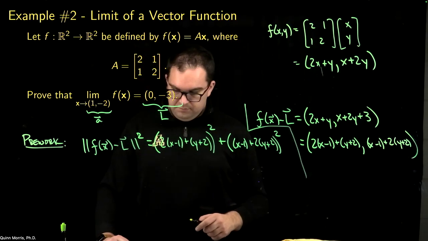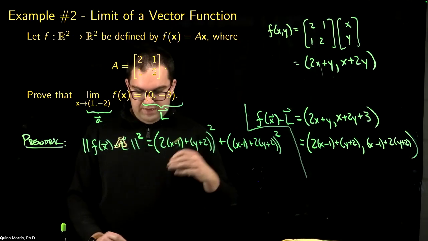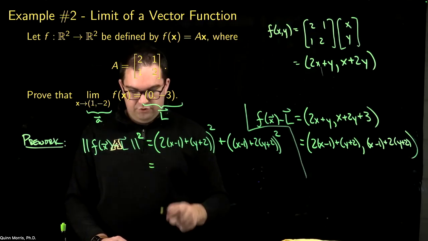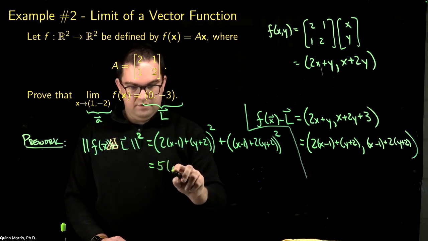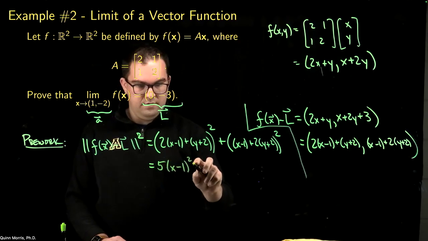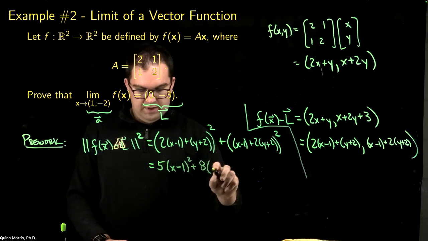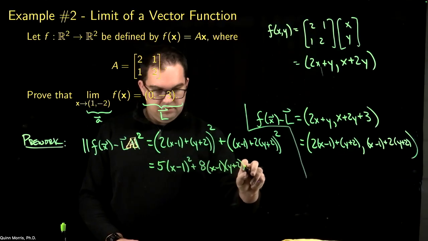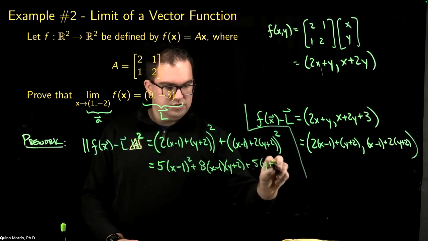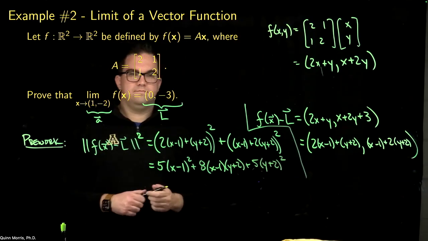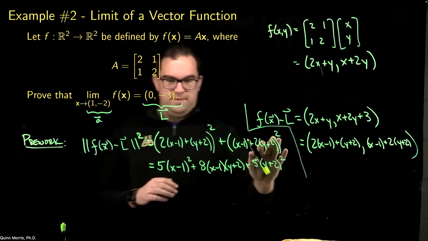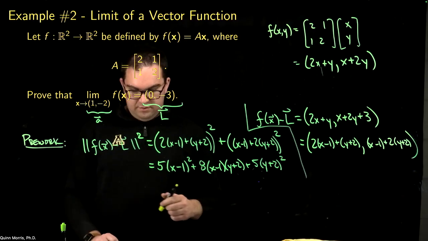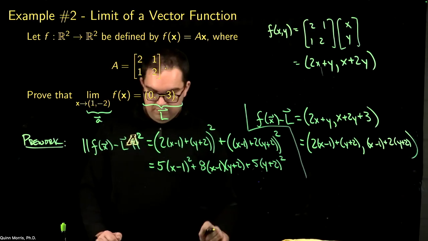But if I look at the norm squared, it's just each component squared and added together. Okay. Now, again, if I do a bunch of algebra, basically if I expand these out and collect like terms, I get that this is 5 times x minus 1 squared plus 8 times x minus 1 times y plus 2 plus 5 times y plus 2 squared. That's just doing the algebra of expanding this out and then collecting like terms.